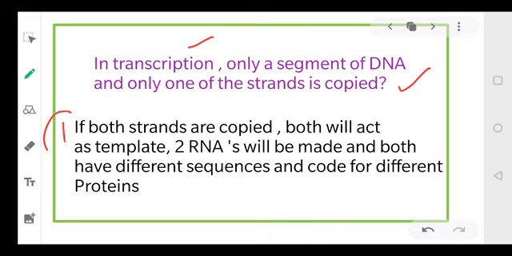The very first point is, if both strands are copied, suppose DNA is separating and both strands are being copied, so we will get two RNAs. Because both will act as a template, these two RNAs will have different sequences, so they will produce different proteins altogether. And that will create a problem because a lot of proteins are already being synthesized in the cell, although that much protein is not required. So this could be one reason.